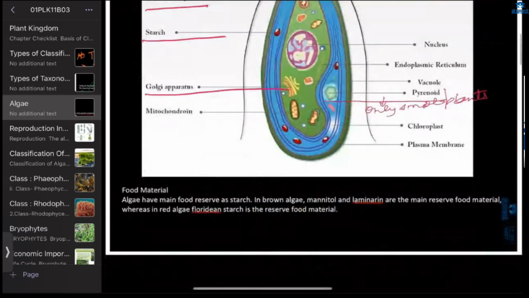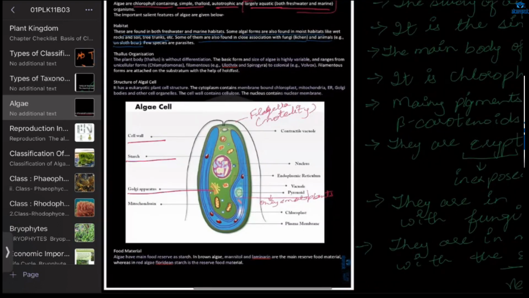Okay. Now food material. This is an important part when we will study red algae, brown algae, and green algae. Every single food reserve, food material, we have to remember. Algae have main food reserve as starch. Main food reserve, what is it? Theirs is starch. In brown algae, mannitol and laminarin are the main food reserve, whereas in red algae, floridean starch is the reserve food material. Yes. So this side is over.